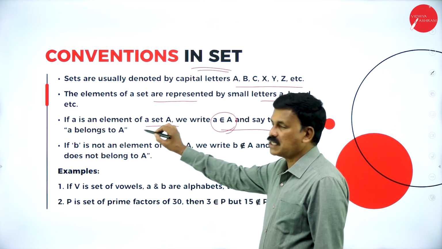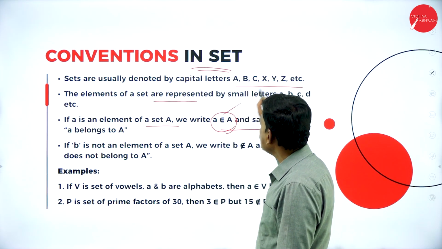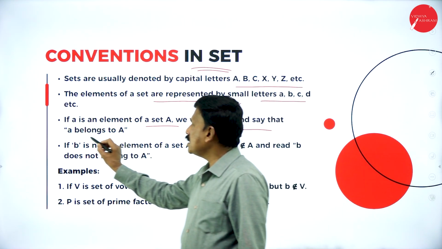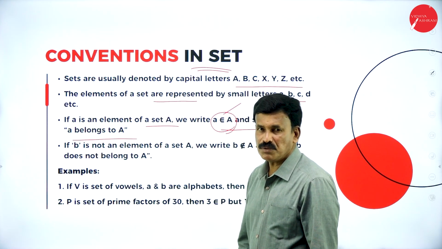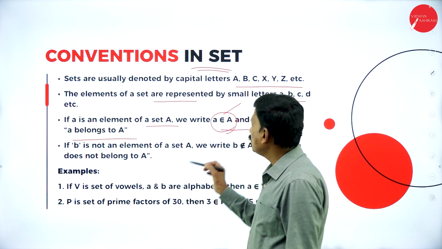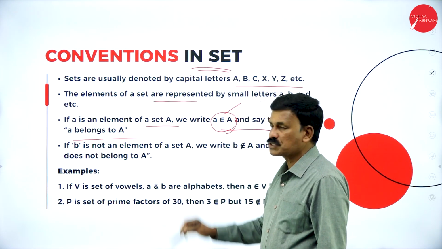That means, if small a is an element of a capital set A, then it is denoted as a belongs to A. And how to read it? This can be read as a belongs to A, small a belongs to A. If a is an element of a set capital A, then we can represent it as a belongs to A and read it as a belongs to A.